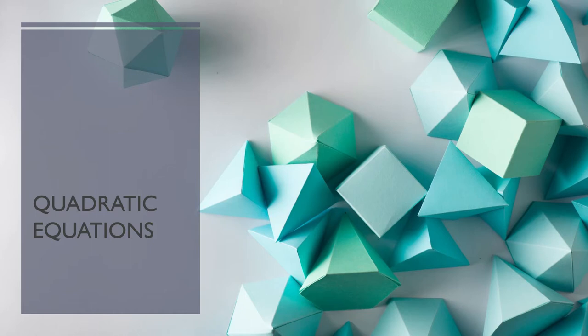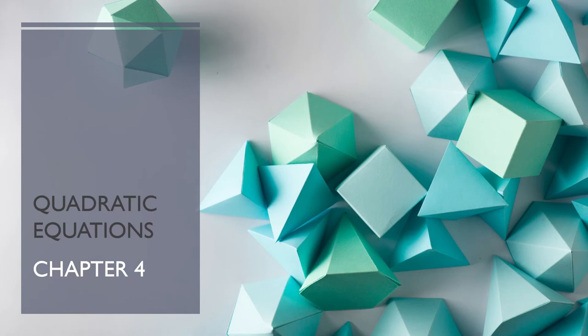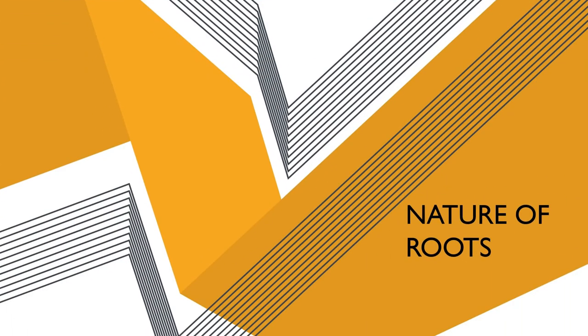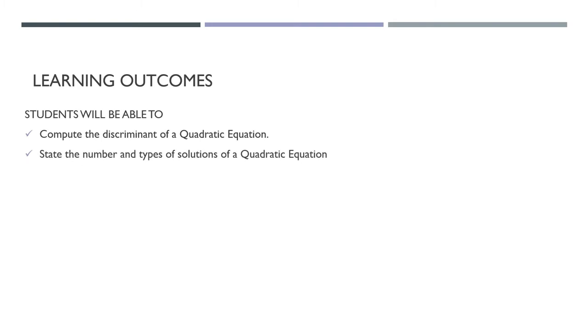Students, we are doing chapter Quadratic Equations, chapter number 4 from your NCERT book. Today we are going to discuss the nature of the roots. Before starting today's video, let me share its outcomes. After watching today's video, you will be able to compute the discriminant of a quadratic equation and you will be able to state the number and types of solutions of a quadratic equation.